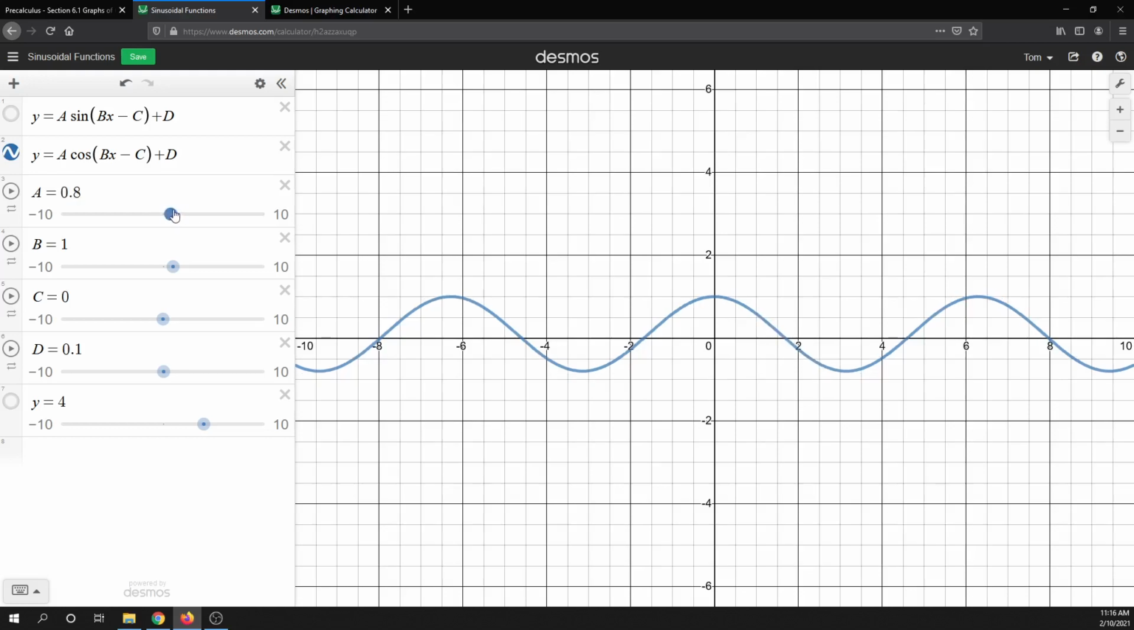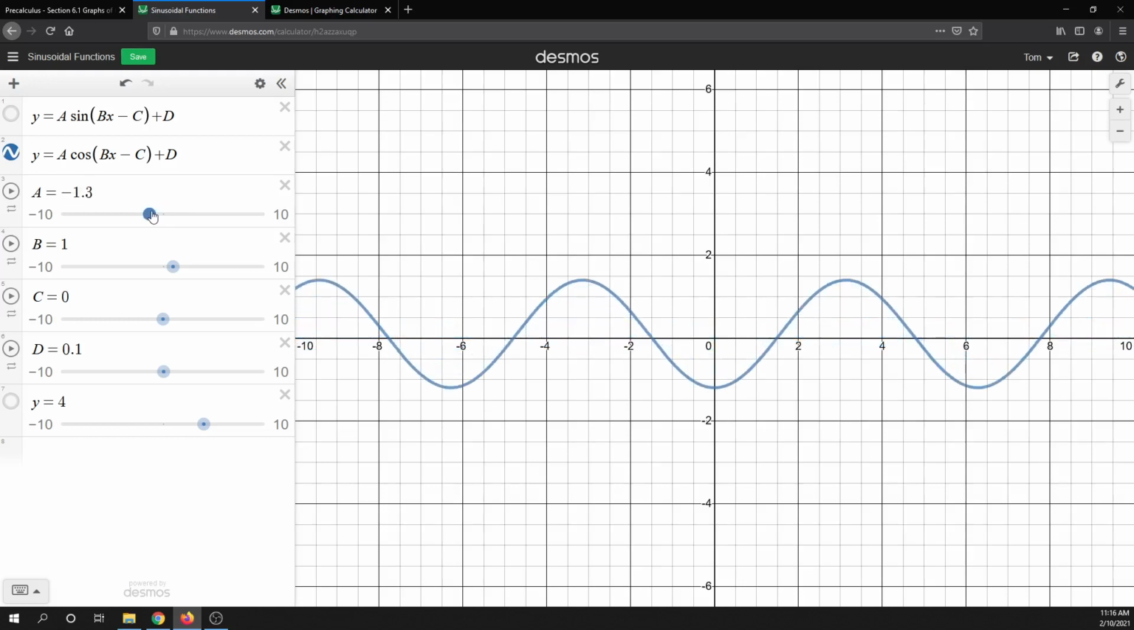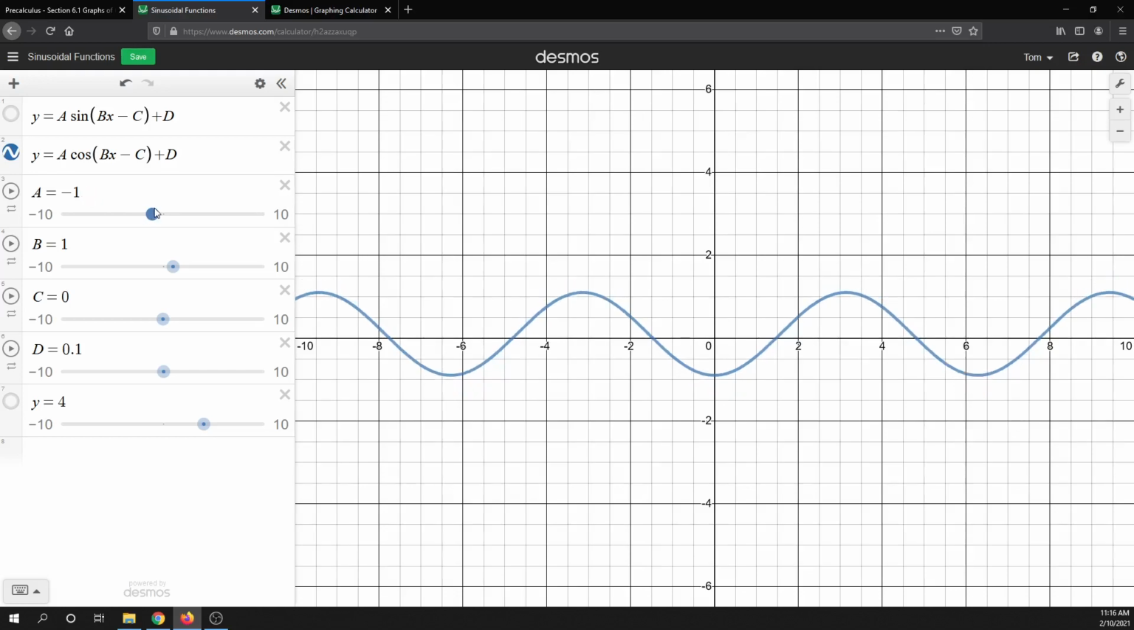If the value of a is negative, it'll be the opposite of that. What it will do is start at the bottom at 0 and then go up, like so, for cosine. Again, that's assuming that there's no horizontal shift. So that's something to keep in mind when you're working through some of the problems, whether it goes down or up.